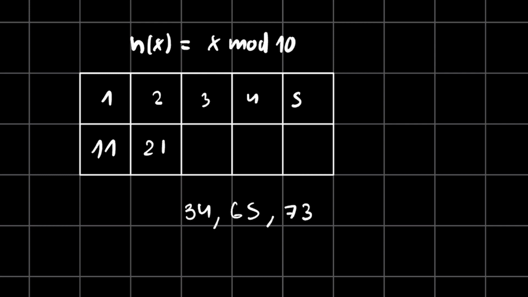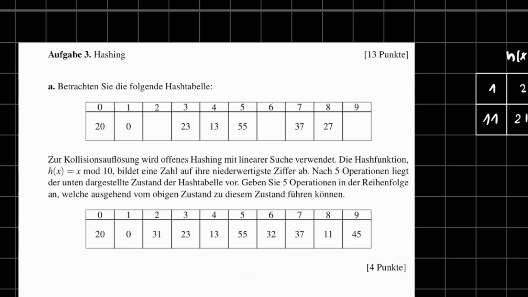Now we do the same thing for 34. 34 modulus 10 is going to be 4. So this guy goes here. Then 65 modulus 10 is going to be 5. So that goes here. And then 73 modulus 10 is going to be 3. So we put it here. So we understood the example now. Now let's do the exercise.